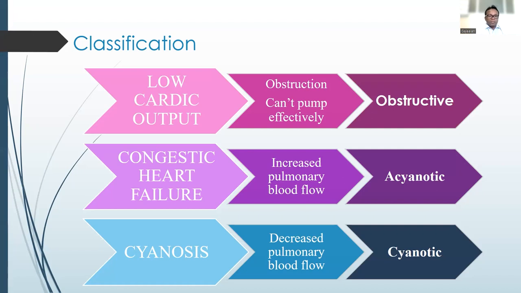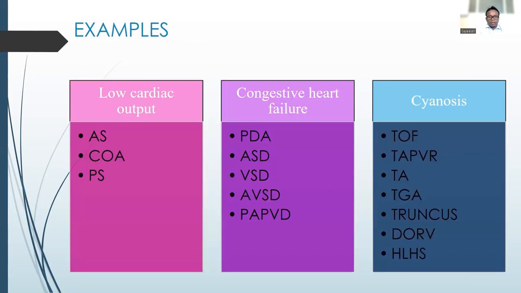Decreased pulmonary blood flow means decreased purification of the blood, that means oxygenation of the blood is decreased. So the child or baby will develop cyanosis physiology. This is only for management purposes. I mentioned that there are a lot of classifications you can see. What are the lesions commonly associated with this physiological condition?